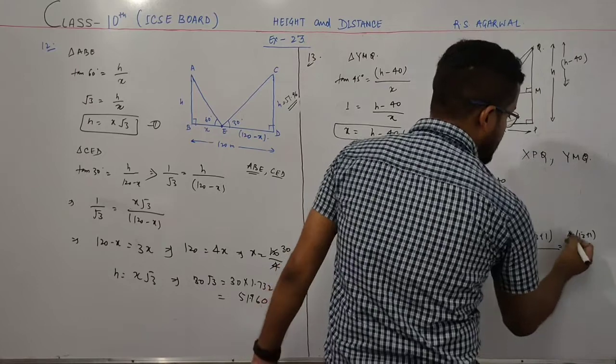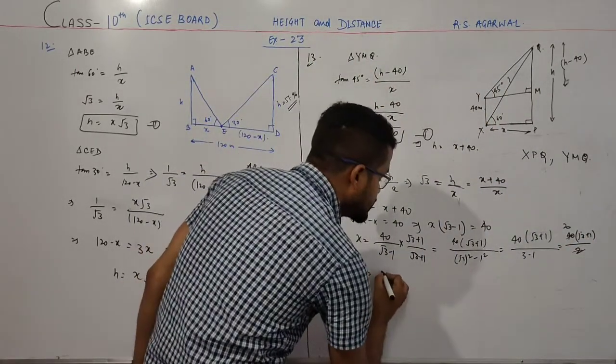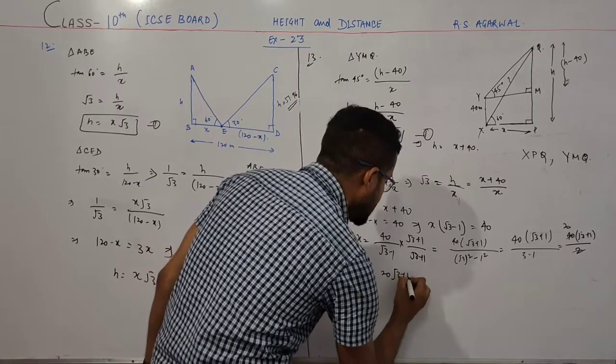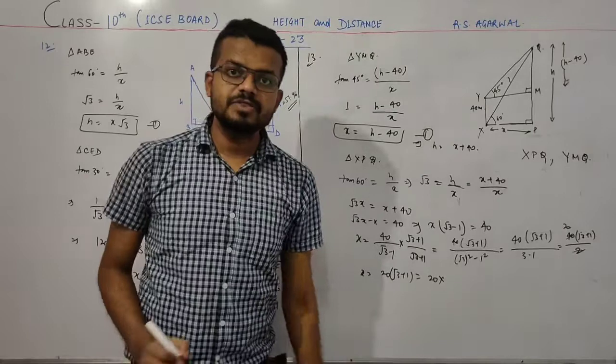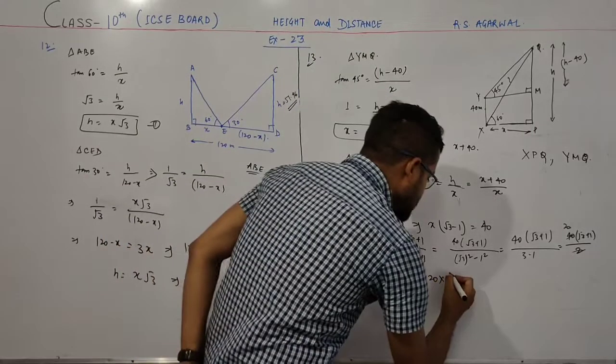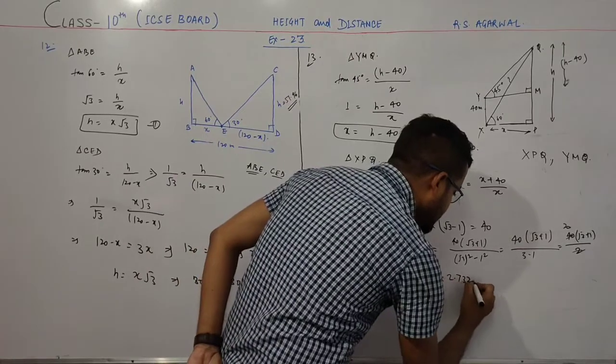Two twos are 40, so the value of x equals 20 times root 3 plus 1. This is 20 into root 3 plus 1. The value of root 3 is 1.732, so 1.732 plus 1 is 2.732.